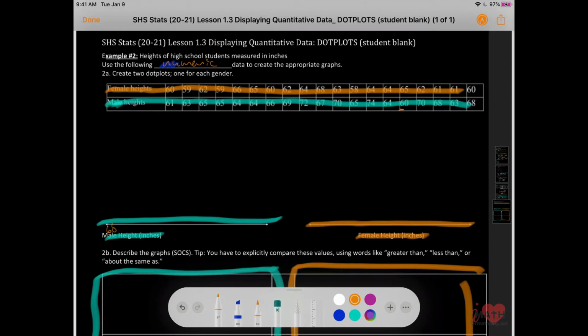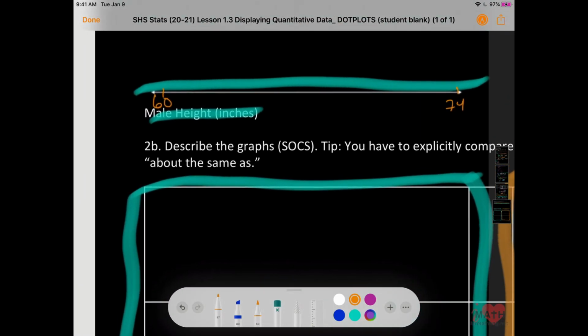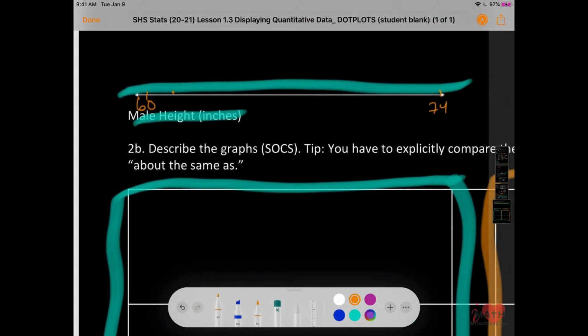And then I'm going to look for the largest number. Looks like the largest number there is 74. And I'm just going to count by twos. I'm going to zoom in so I can write that. 62, 64, 66, 68, oops, too much space, 70. It's okay, I can always erase.